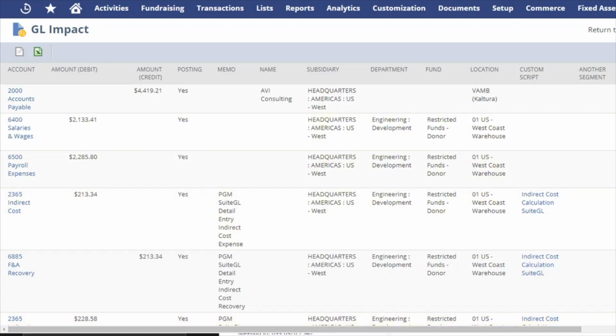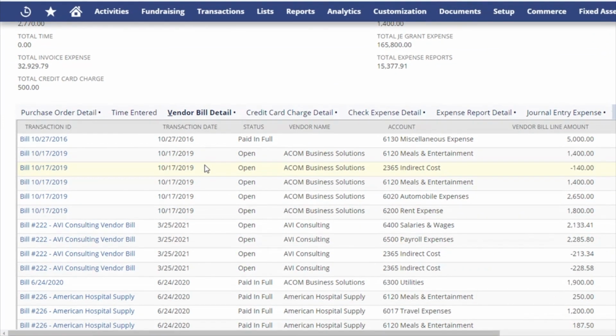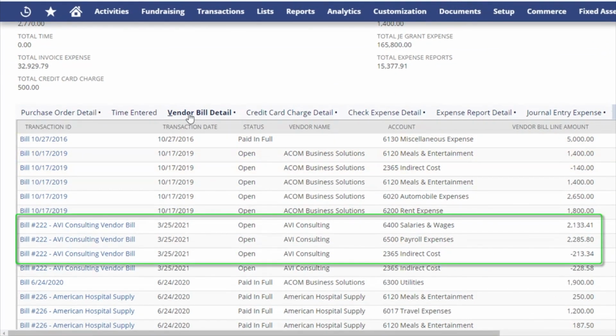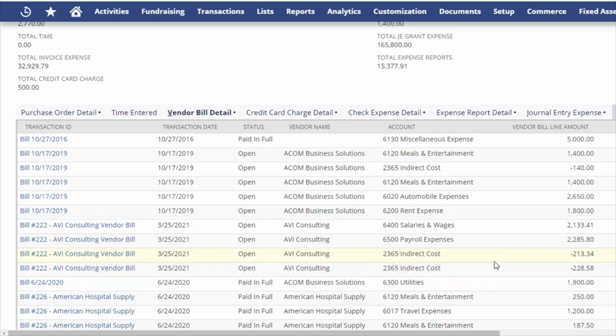coming from NetSuite. We can also see these impacts directly on the grant award via the expense details subtab seen here for vendor bills, and here is the particular bill we were just viewing with the indirect cost impacts all in one place for your grant award viewing.